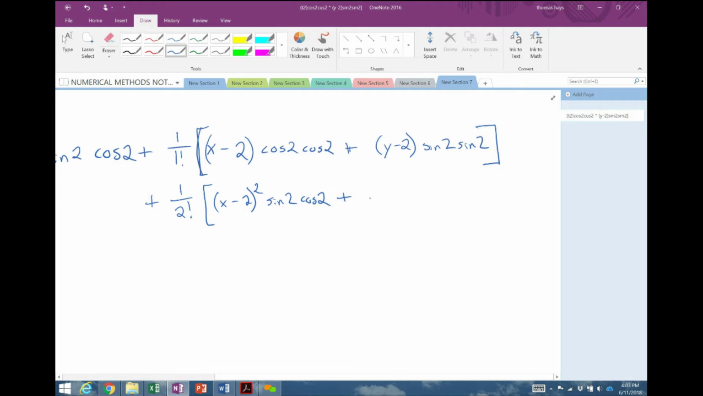Then we go with the deviation, again for y. Deviation away from the point we've sourced the derivatives at. And then this second derivative for that location becomes sine 2 cosine 2.